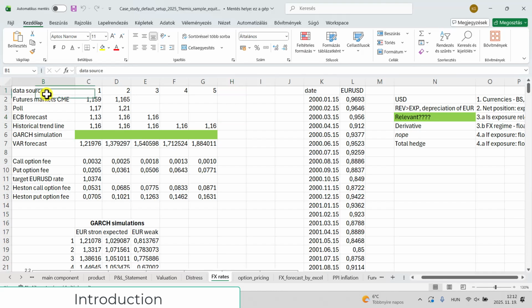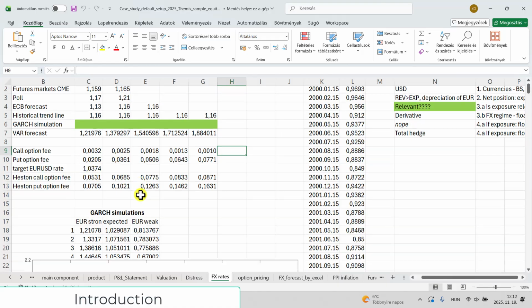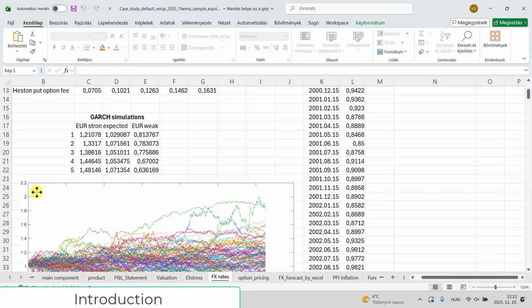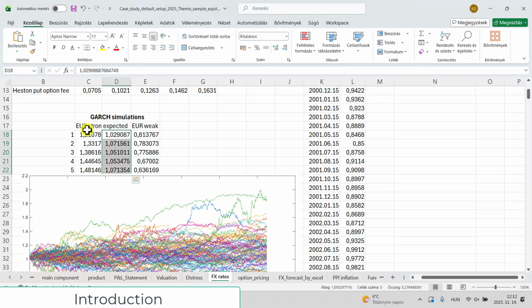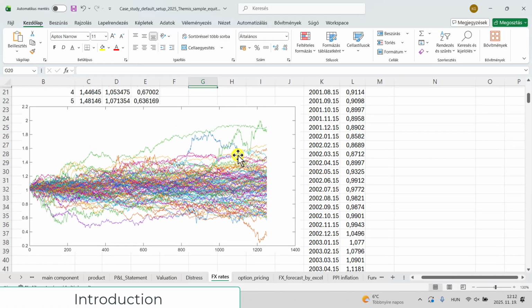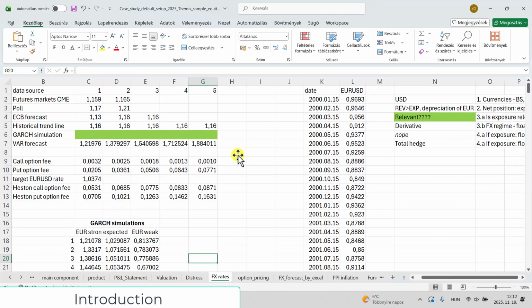So we were able to see that based on futures market data from the Chicago Mercantile Exchange, based on expert polls, based on ECB forecast, based on historical trend lines, and VAR forecast, which is quite dubious, but also based upon simulations, then we are able to see what can be expected and what can be pessimistic and optimistic for us.